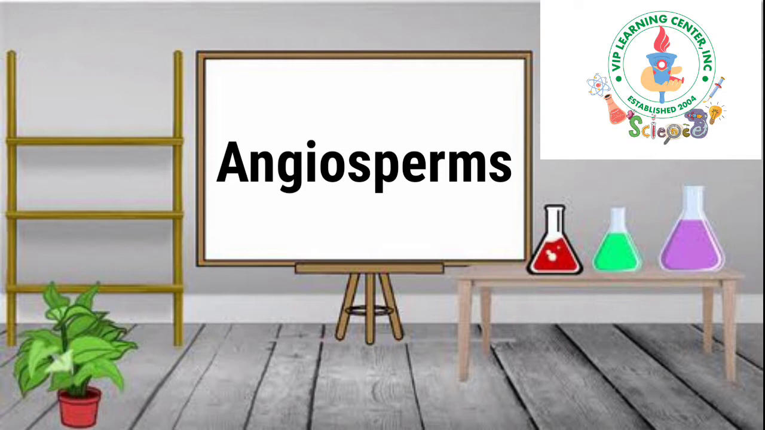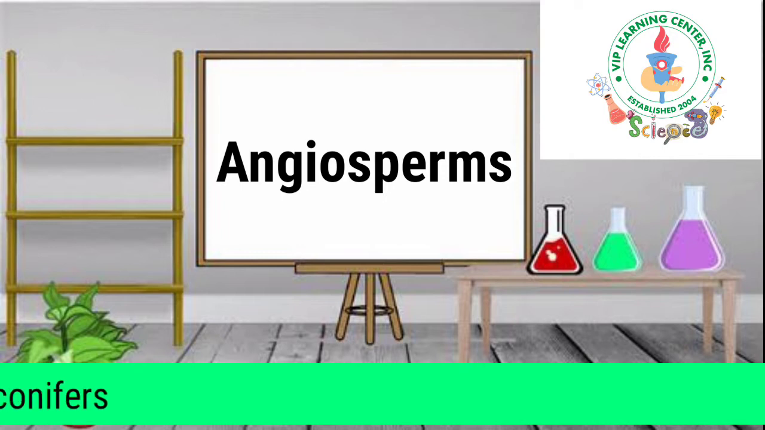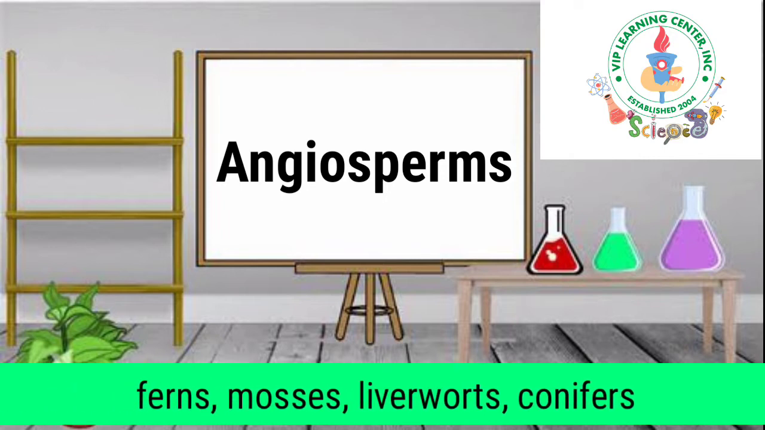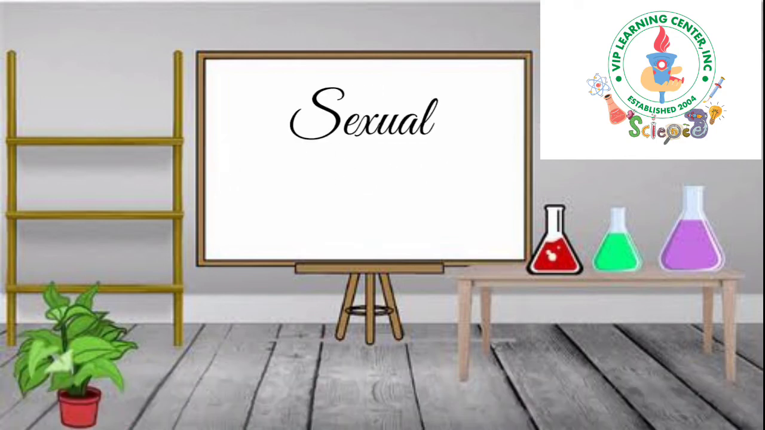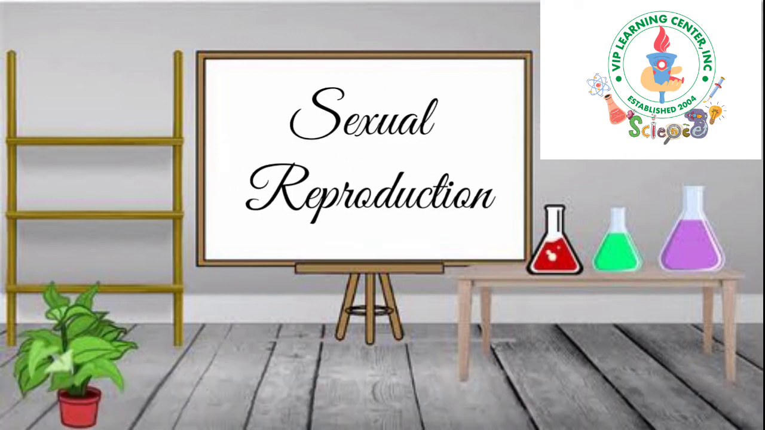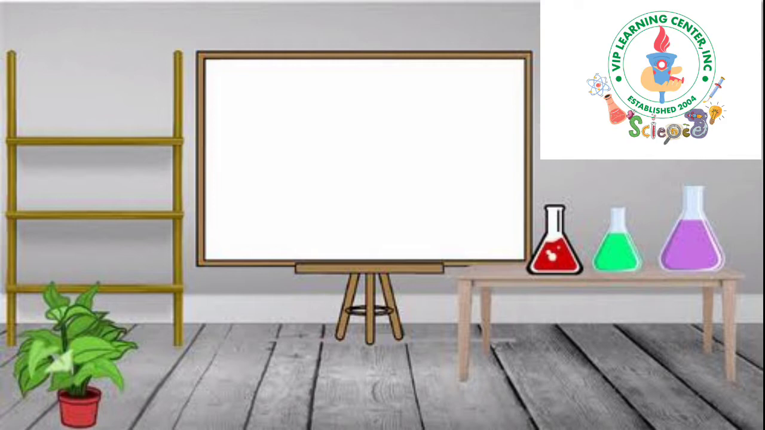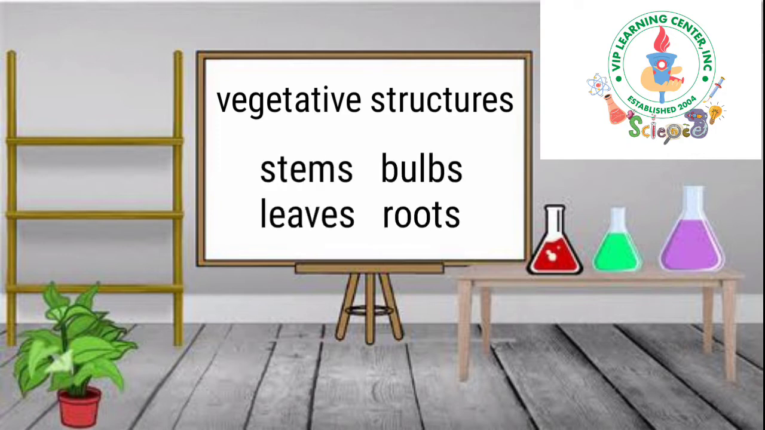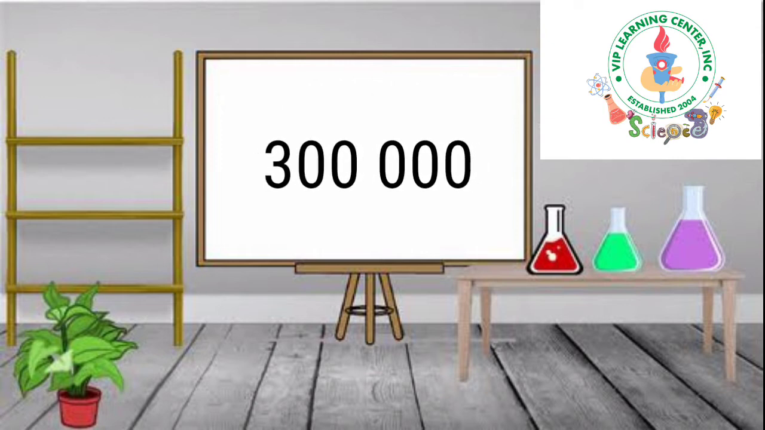Other plants reproduce through the formation of spores instead of seeds. Examples: ferns, mosses, liverworts, and conifers. In plants, it occurs as new plants grow from vegetative structures such as stems, leaves, bulbs, and roots. Around 3,000 different kinds of flowering plants reproduce sexually.